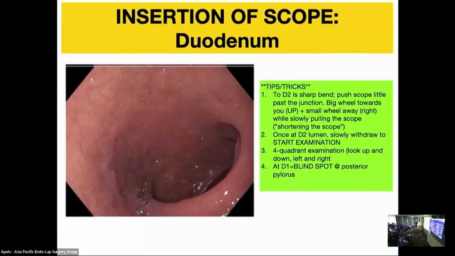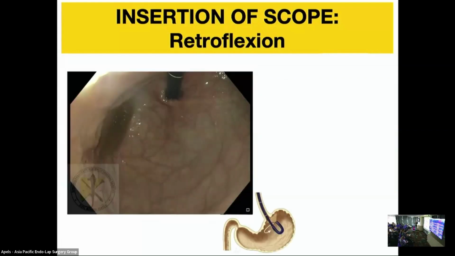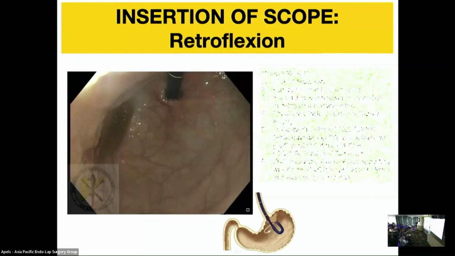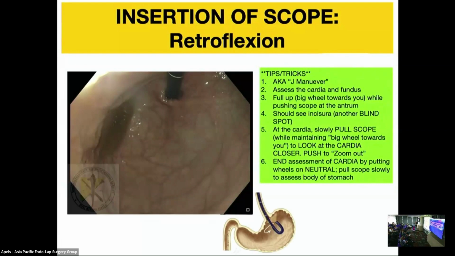So the blind spot is your D1, or the posterior of your stomach. So this is your J maneuver, or your retroflexion. This is to assess the cardia and the fundus. So again, how do you do this? You pull up, big wheel towards you, while you push your scope slowly. So your scope is now retroflexed, looking up.